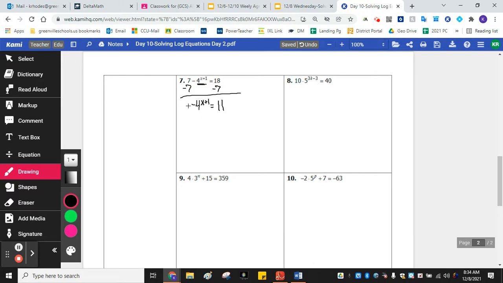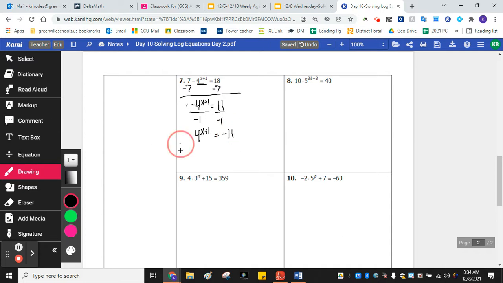So this is being multiplied by -1. Otherwise, it'd be in parentheses. So we can get rid of the negative by dividing over by -1. So then we'll get 4 to the x plus 1. It was -11.